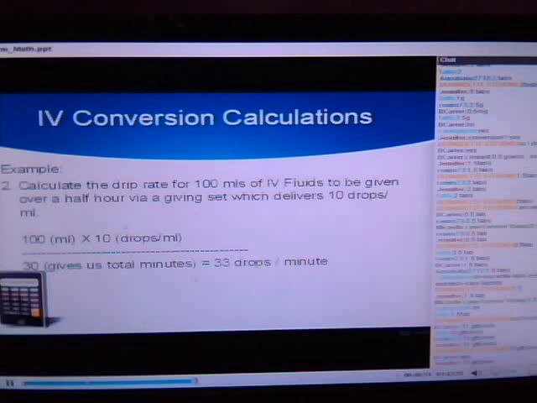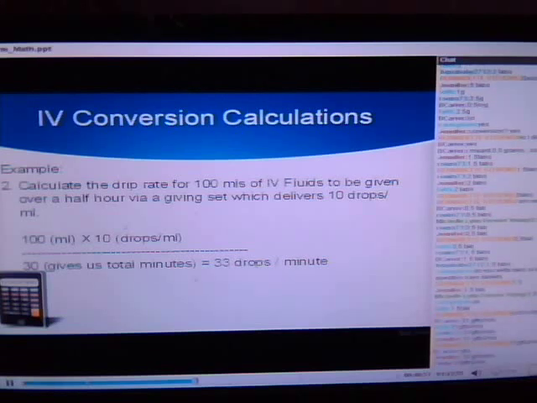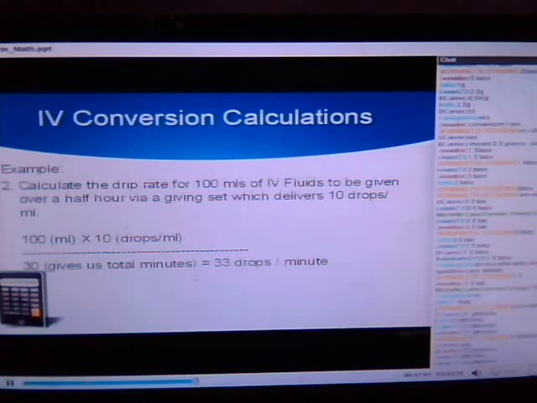Alright? It's right on the package, this drop factor is right on the package, for those of you who didn't know. Alright, let's do this one, gang.